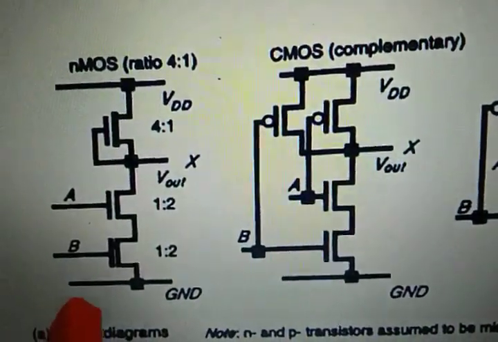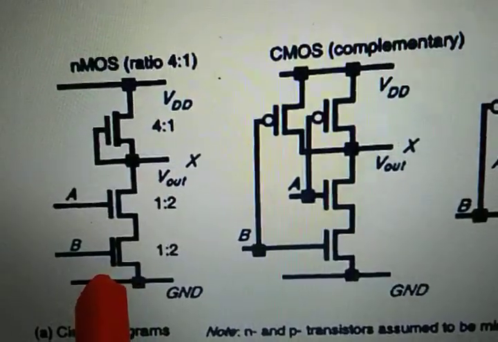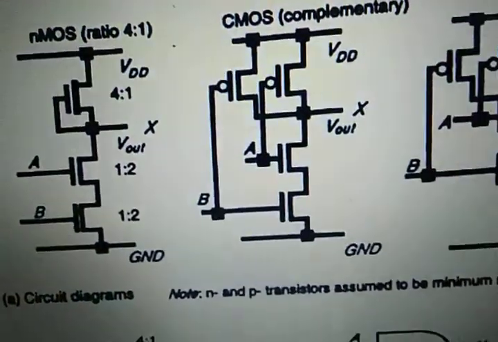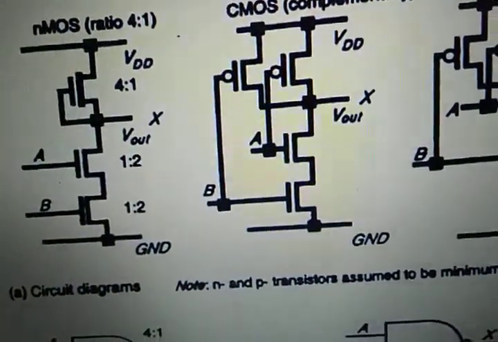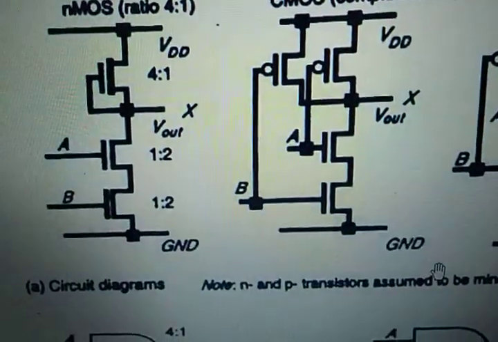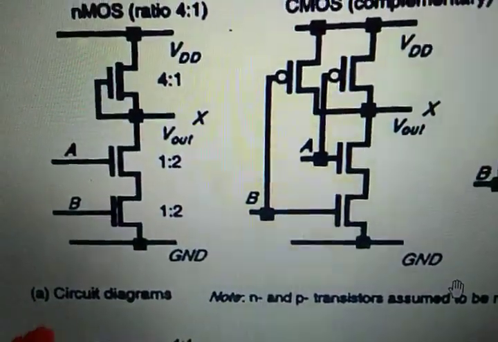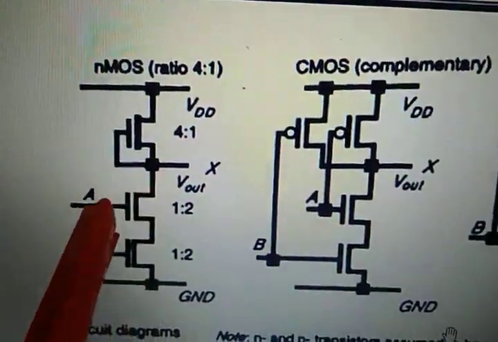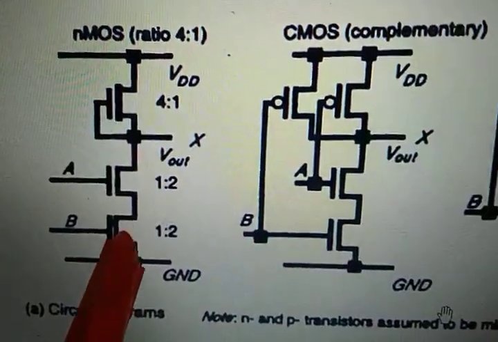Here the dot will come. So if a dot comes in NMOS, what is the equation in NMOS? When a dot comes, we have to connect in series, isn't it? That's why I am considering series here. A is in series with B.